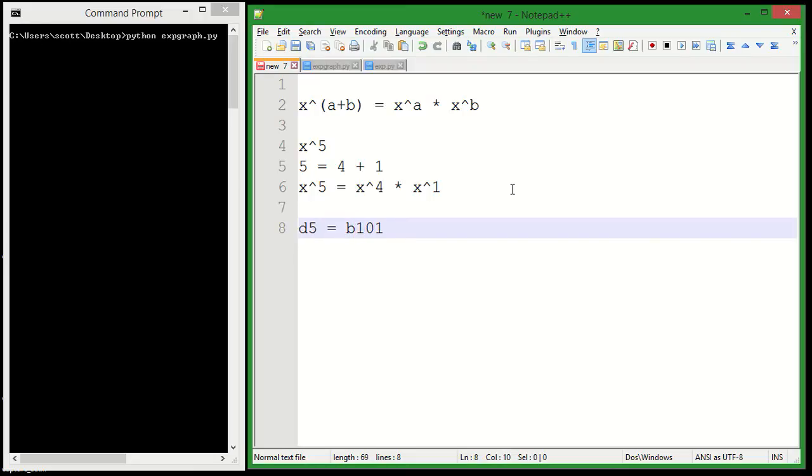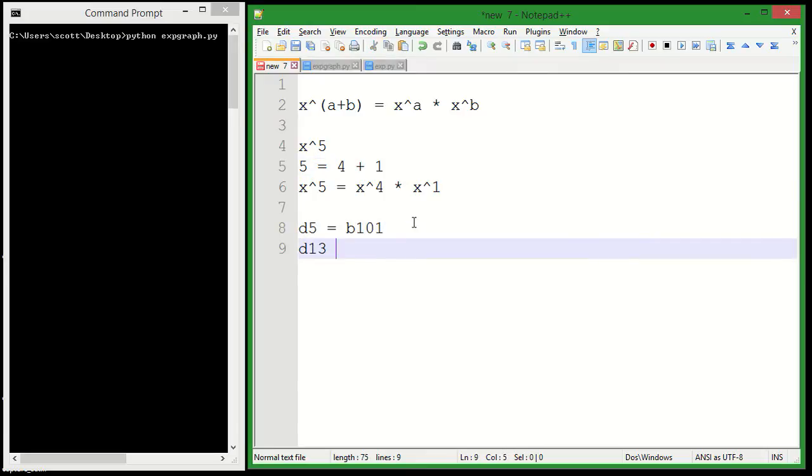And that shows us that it's got 1 of 2 to the 0th power, 0 of 2 to the 1st power, and 1 of 2 to the 2nd power. Or it's got a 1 and it's got a 4, just like we showed up here. Let's look at another one.